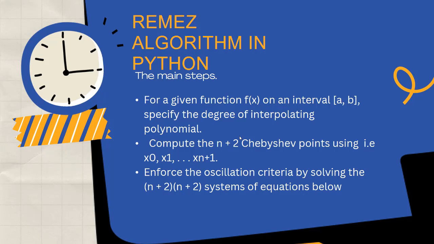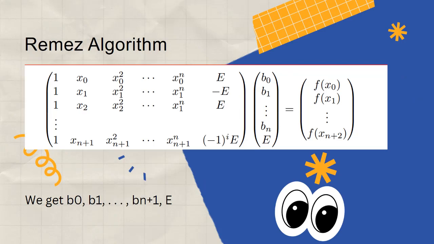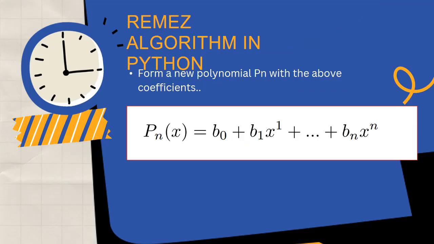The Remez algorithm in Python. The main steps are: for a given function f(x) on an interval [a, b], specify the degree of the interpolating polynomial. Compute the n plus 2 Chebyshev points x0, x1 to xn plus 1. Enforce the oscillation criteria by solving the n plus 2 system of equations. We get here b0, b1, ..., bn plus 1. And from a new polynomial Pn with the above coefficients, we can get Pn(x) equal to b0 plus b1 x plus ... plus bn x to the power n.